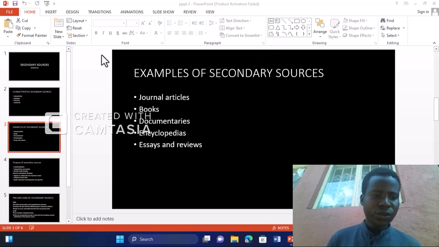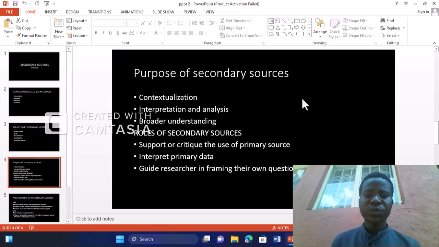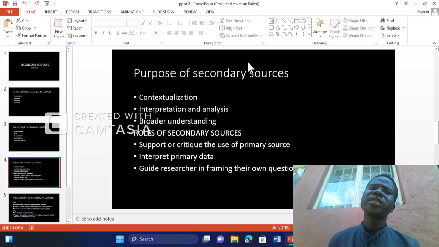Let us go to the purpose of the secondary sources, because some people might be interested in knowing also. When we look at the purpose of secondary sources, it is contextualization, interpretation and analysis, and a broader understanding. What do I mean by contextualization? Contextualization means the secondary source provides the necessary context for the primary data. They synthesize information to offer us a wider understanding of particular events or ideas.